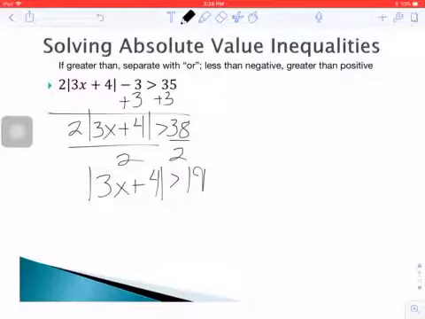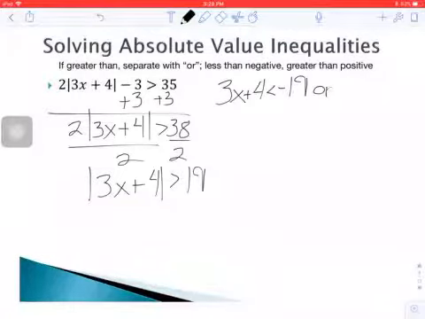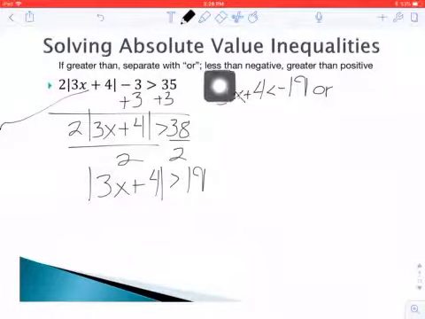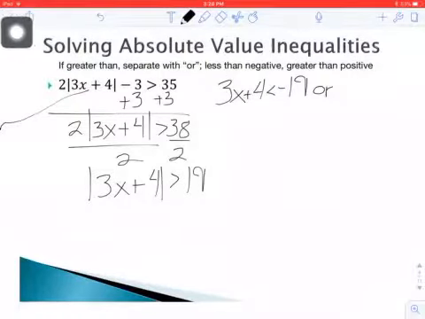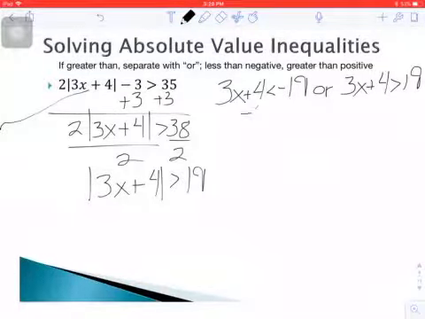So what you're going to do, and we're not graphing, is you're going to say what's inside, okay, 3x plus 4 is less than -19, or, because you have to separate with an or, that's what I said here, separate with or, less than negative, greater than positive. So we'll take what's inside, this 3x plus 4, and say that is greater than +19, and then just solve these guys. So we'll just get x by itself.